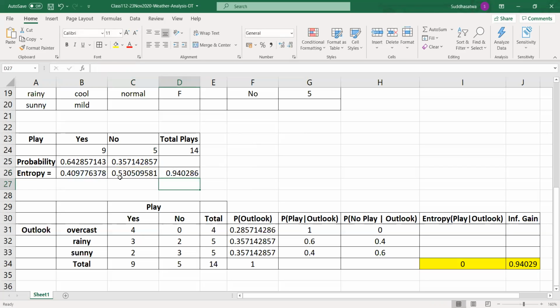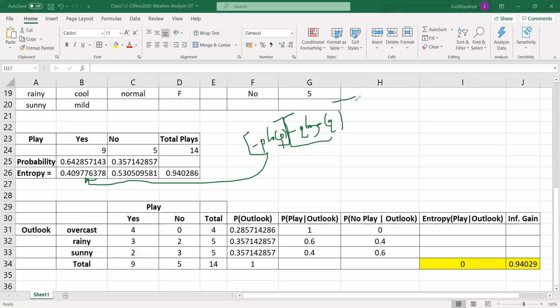I hope you understood what I am doing over here. Let me quickly write the formula again. Minus p log of p, minus q multiplied by log of q. So I have calculated this value, taking the minus also, and I have calculated the other value over here. I simply have to add them, and I get the final value.